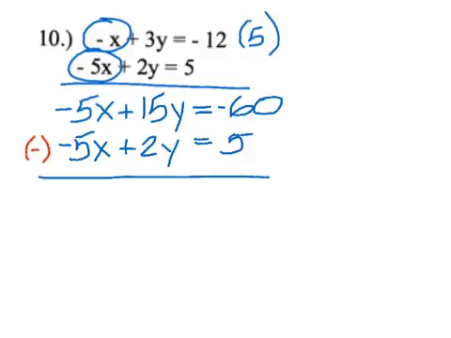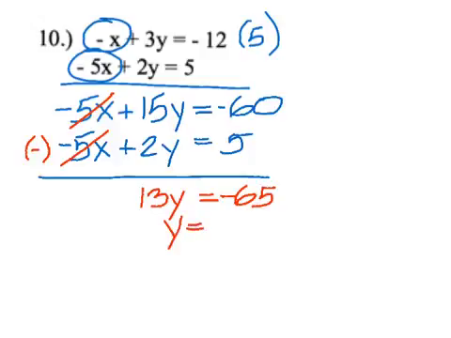Subtract. Negative 5 minus negative 5 cancels to 0. 15 minus 2 is 13. And negative 60 minus 5 is negative 65. So divide negative 65 by 13, and you end up with negative 5.